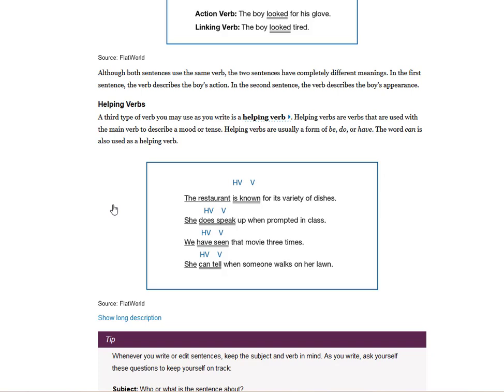We have seen that movie 3 times. Have is the helping verb, seen is the main verb. She can tell when someone walks on her lawn. Can is the helping verb, tell is the main verb.